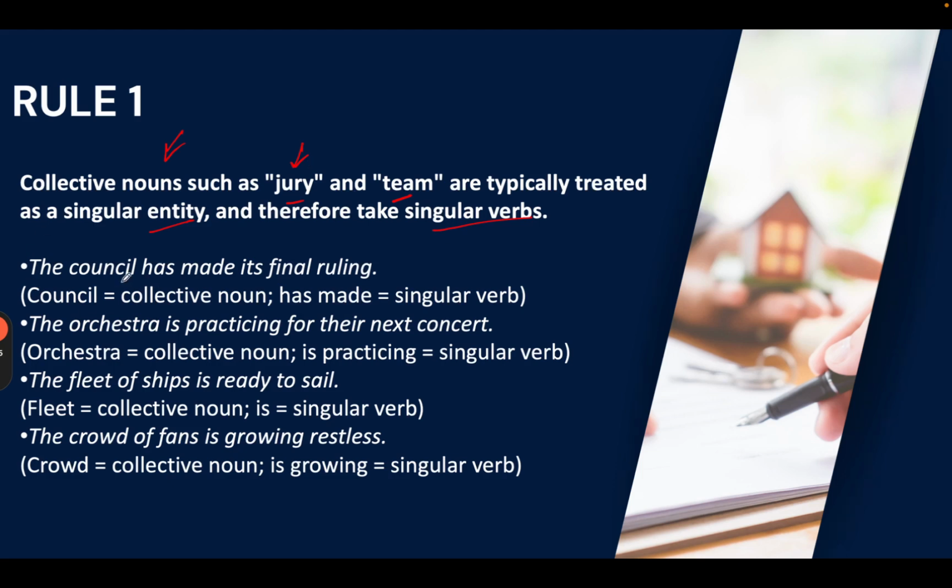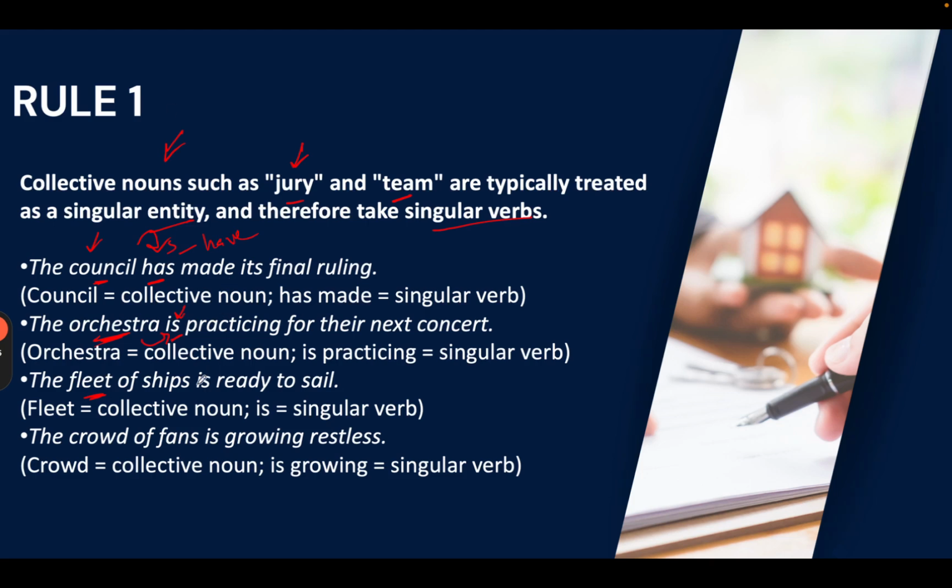Let's look at examples over here. The council has made its final ruling. So council over here is again a collective noun, right? One label given to a group of people. So the verb that is being used for it is also singular. "Has" is singular in form. What is the plural form of has? That would be "have." Let's look at the next sentence. The orchestra is practicing for their next concert. Orchestra is again a collective noun. The verb that is being used for it is also singular, that is, "is." The fleet of ships is ready to sail. Now what are we talking about? Fleet, a collection of ships, more than one ship coming together, is called a fleet.